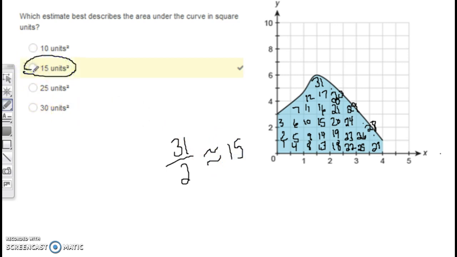Alright, so be careful when you're estimating. Make sure that the grid is either going by 1 or you know what it's going by.